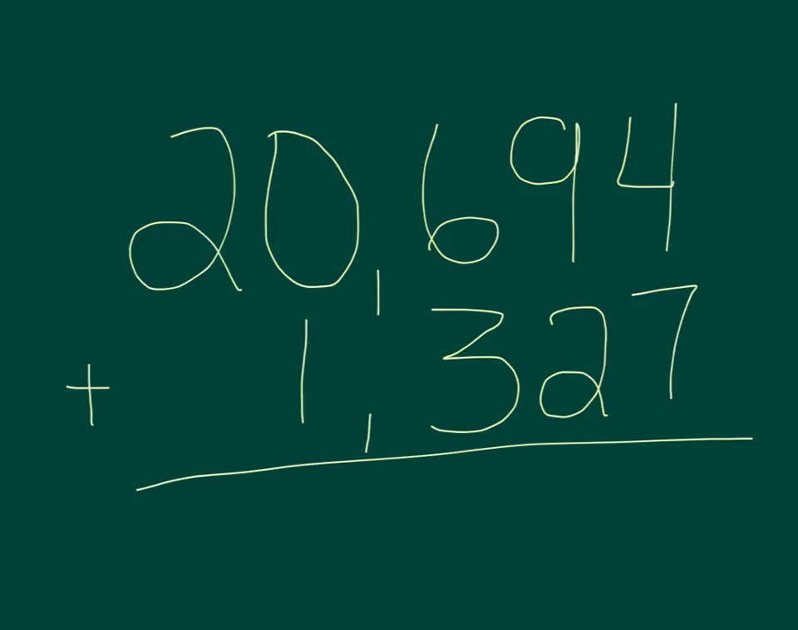Okay, and our final slide today is a challenge problem. I'd like you to rewrite this problem, try to solve it, and then ask someone at home to check you to make sure that you did it correctly. Be sure to line up your ones, your tens, your hundreds, your thousands, and your 10,000s. Make sure that they're lined up so when you add together, it's correct.